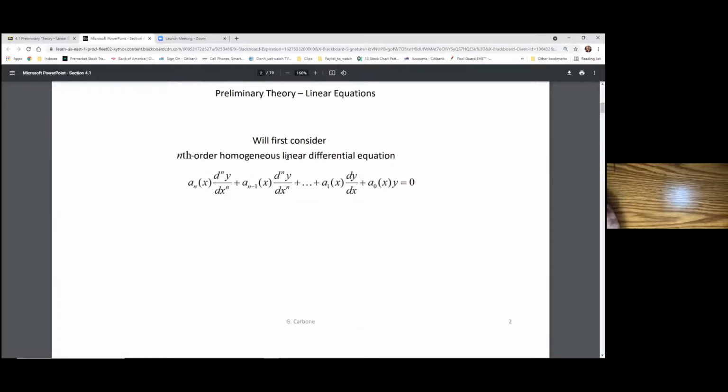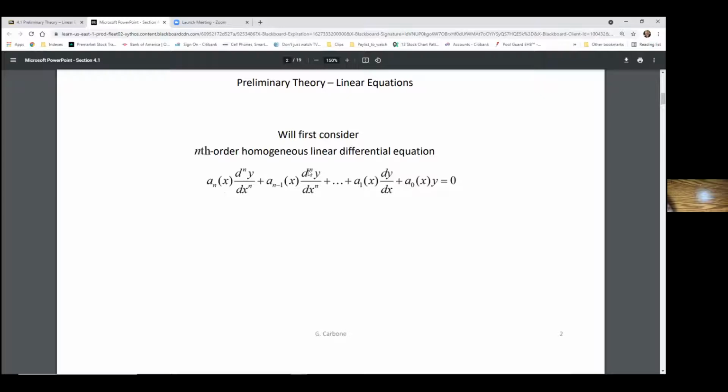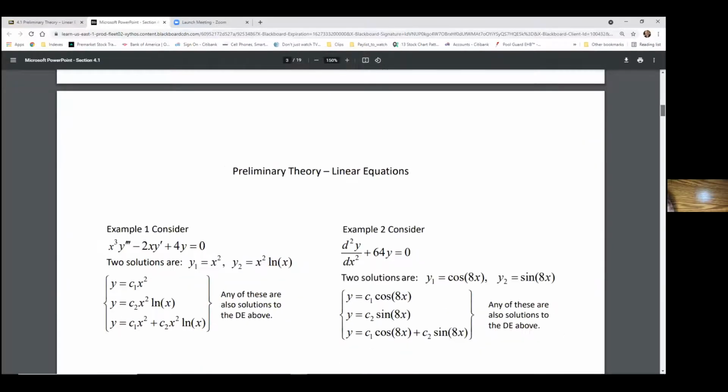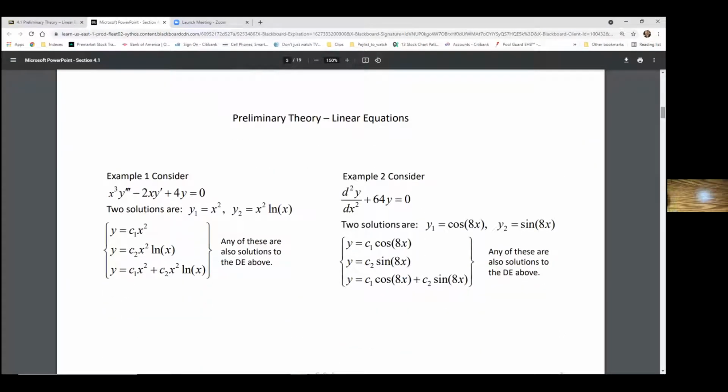All right. So as far as the preliminary theory of linear equations, we're first going to consider an nth order homogeneous differential equation. So once again, an nth order homogeneous differential equation is when this is equal to 0. All right. And here's examples. The examples, I think, make it pretty clear that, okay, so here's a third order differential equation.